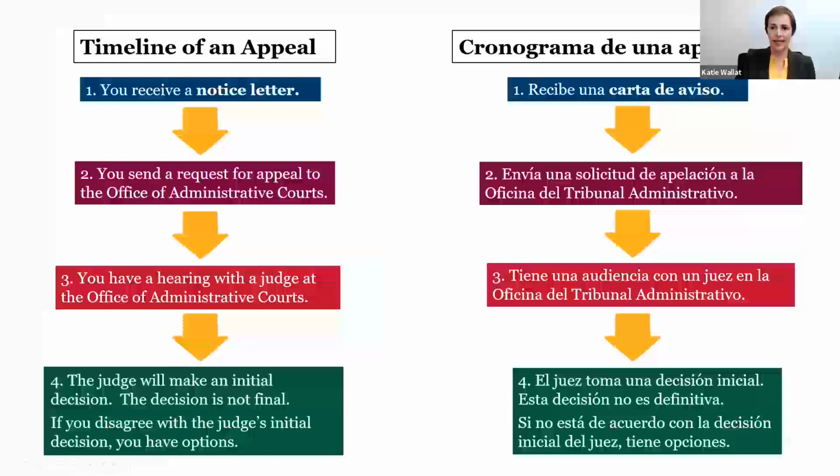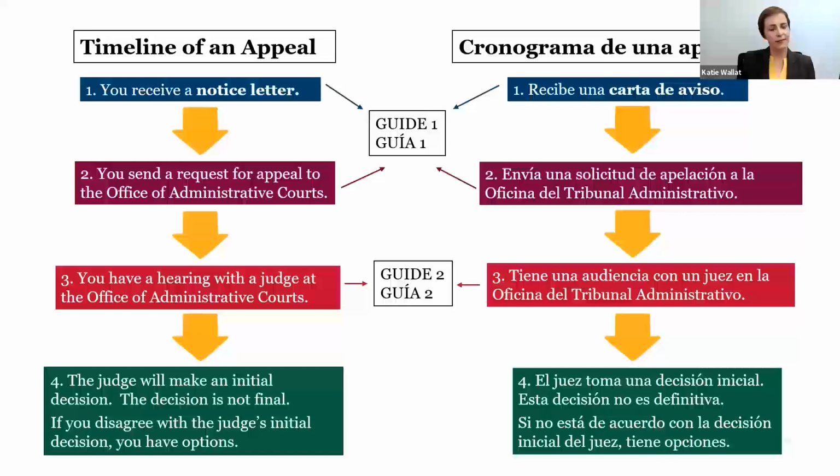All right, back to the timeline. So the first guide, as we said, goes through the letters, how to request that appeal. Then comes the hearing. Second guide, red box. The end result of that hearing is a written decision, an initial decision by the administrative law judge. And the third guide starts here with the green box.